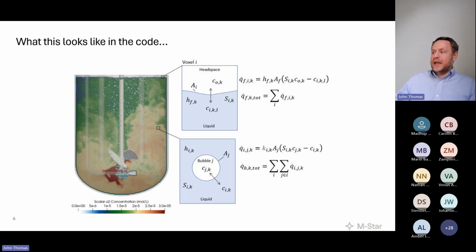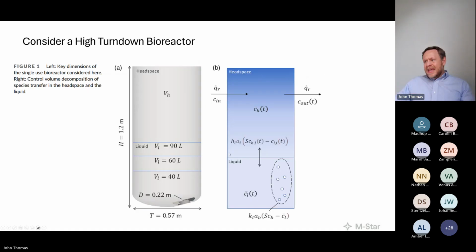And that could be a problem when you scale up. Let's speak to that again. Again, let's think about this in the context of a high turn-on bioreactor. The same logic applies. Think of a low fill volume here, 40, 60, 90 liters in less than an XCR 200 liter vessel or whatnot.